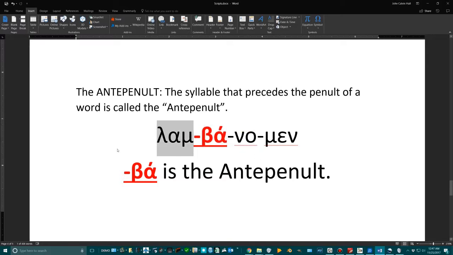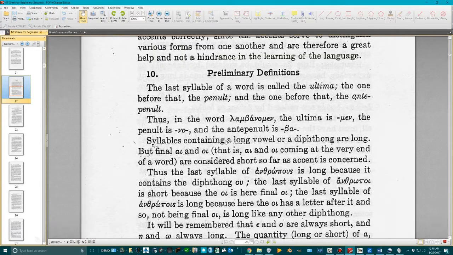What are the syllables called before that? Well, they really don't have any identification marks. Sometimes the word will be referred to as a stem, but we'll talk about that later. Primarily, it's very important for us right now to know the names of the three last syllables: the ultima, the penult, and the antepenult. Thus, in the word lambanomen, the ultima is men, the penult is no, and the antepenult is ba.